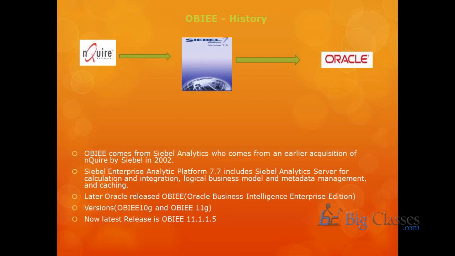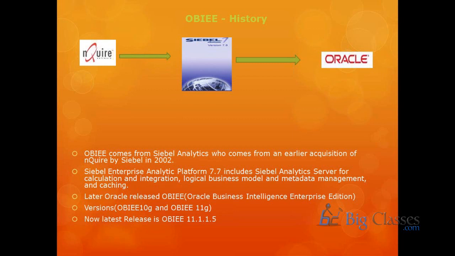Coming to the history of OBIEE, NPAR is one organization which earlier started with general purpose reporting. After that, NPAR was acquired by CBIL, and CBIL released a reporting tool version called CBIL Analytics. On the base platform of CBIL Analytics, Oracle designed a very good reporting tool which we are using now. It is Oracle Business Intelligence Enterprise Edition.